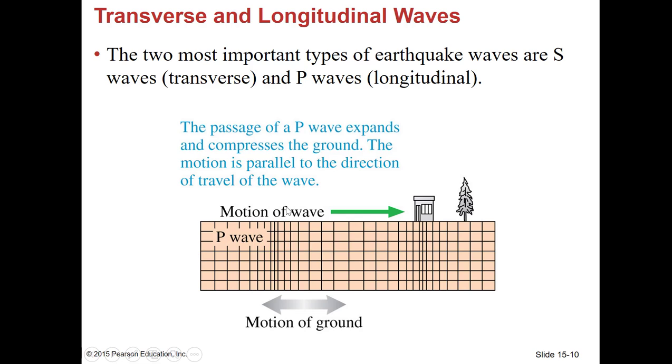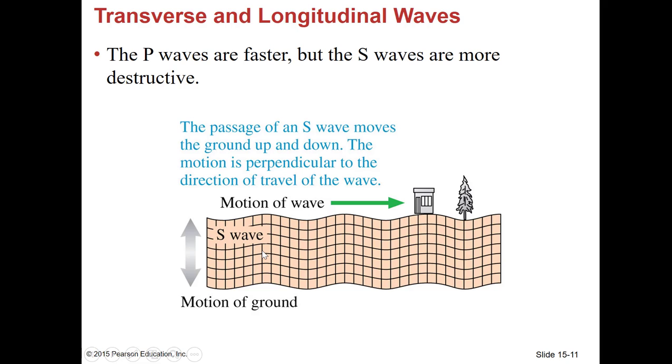The disturbances in this picture, left and right, that's the way that the wave is moving. P waves move faster, but S waves are more destructive. So for S waves, the disturbance is up and down, but the wave moves this way. P waves actually move faster, but they're not as destructive. As you can imagine, if you have a house here, it's the up and down motion that is more destructive. Okay, so both kinds of waves are associated with earthquakes.